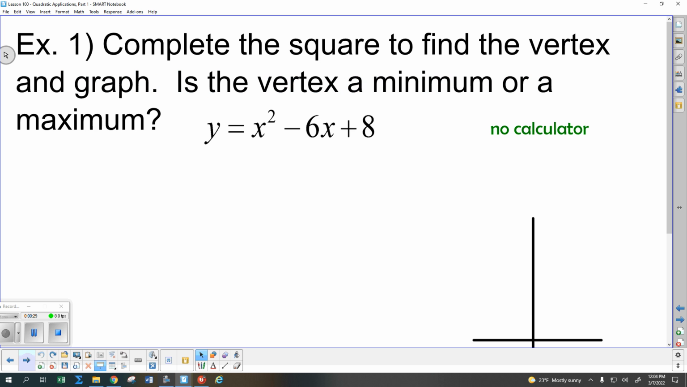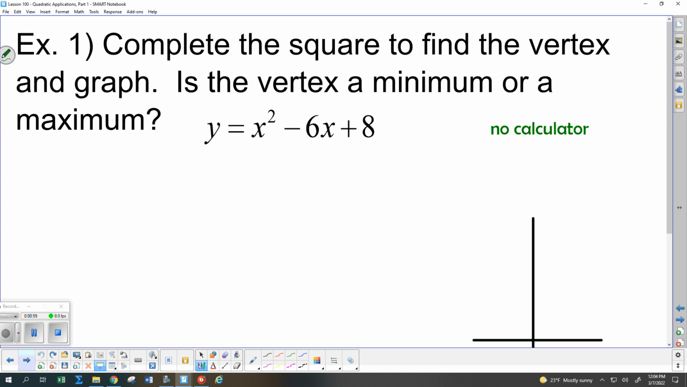So copy this equation down, y equals x squared minus 6x plus 8. We're going to read what we're asked to do. It may or may not be calculator on any given problem on this assignment today. Complete the square. That's no calculator. To find the vertex and then sketch a graph, and answer whether the vertex is going to be a minimum or a maximum. So we totally review here.